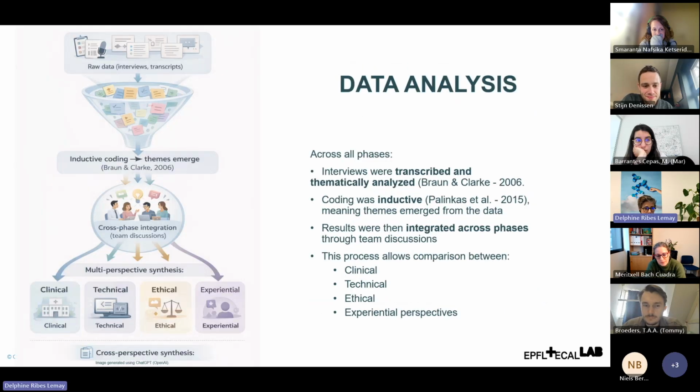So with all this data, we performed the data analysis, and for that, all the interviews were recorded and then transcribed, and we did a thematic analysis. This is a well-known method in this field. The idea is that you extract themes from all the transcripts you collected. Then we did some coding also. And we integrated all the results across the 3 phases. We could have done it separately, but we thought each phase brings additional knowledge.